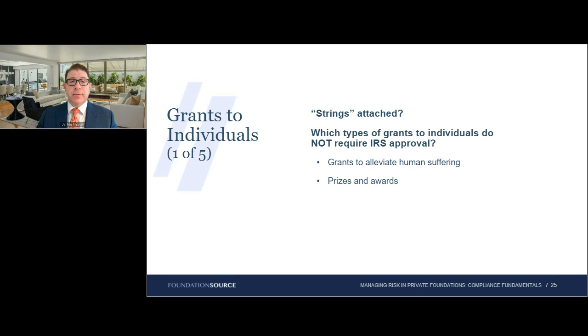And there are two types of grants to individuals that do not require IRS approval. The first type is grants to individuals for the purpose of alleviating human suffering. Now, the IRS regulations refer to financial hardship grants to indigent individuals, in the parlance of the regs. Unfortunately, there's been very little IRS guidance on what makes a person indigent.